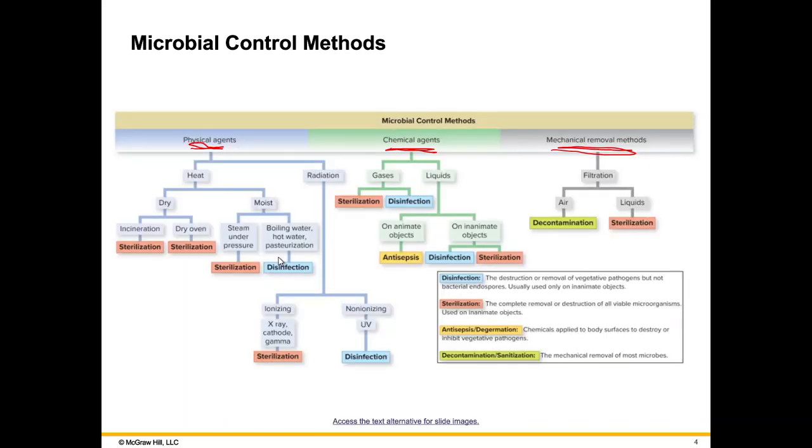Okay, so next we're going to talk about the various ways that we have to control microbes. There are physical agents, chemical agents, and mechanical agents or methods as shown in this table. So this table is really great because it gives you a really broad overview of all the things that we'll discuss. So in physical agents, we'll talk about heat and how we use it as a microbial control method. We'll talk about dry methods, moist methods. We'll talk about radiation, the different types of radiation. We'll talk about various gases and liquids that are chemicals that we can use to disinfect or sterilize things, etc. And we'll also talk about filtration.